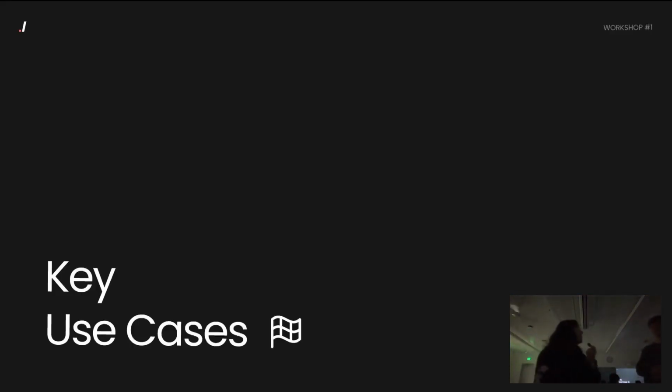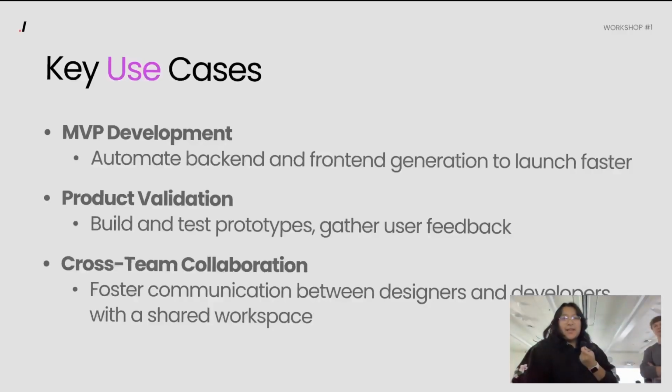So for the key use cases, we have MVP development, where you can automate both your backend and front-end generation so you can launch faster prototypes. And then you have product validation, which again, like I've said before, like you can build and test prototypes, and then from that you can send them out and gather user feedback. This can really speed up the process. And then it also allows for cross-team collaboration, so you can actually communicate between both sides of the team with the shared work shape within the tool.